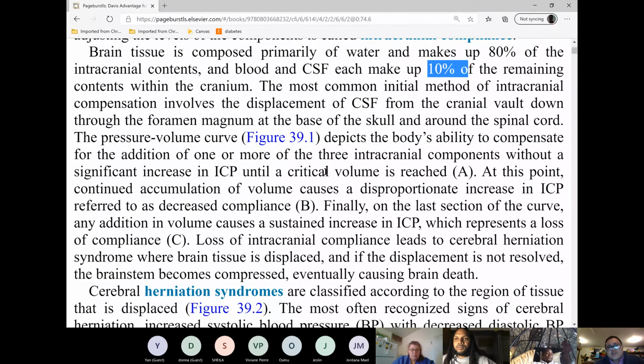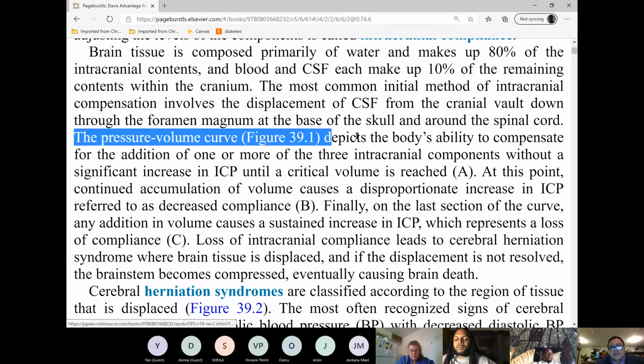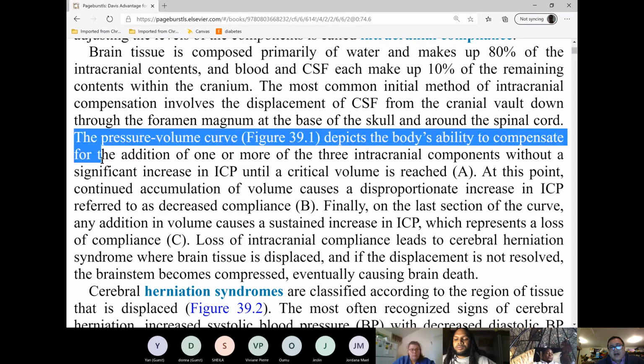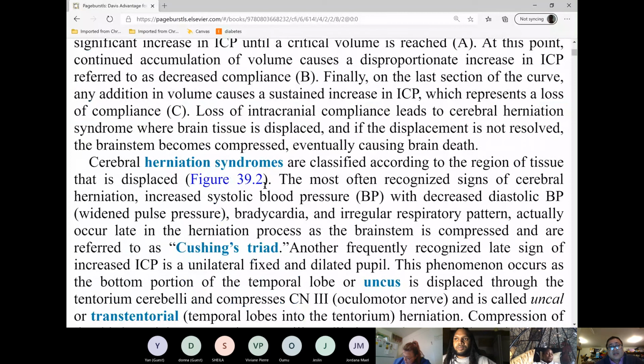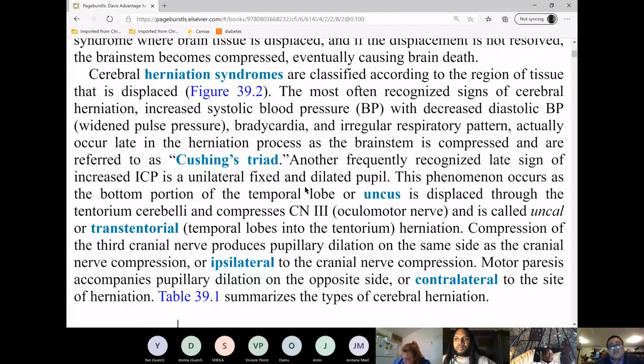So therefore, the pressure volume curve right here depicts the body's ability to compensate. Again, is there a lot of compliance or compensation that occurs inside a rigid skull? No. Not much. That's why we have herniation of the brain. Something has to be pushed out because there's not really a lot of compensation or compliance inside the skull. So with severe injuries, we are dealing with herniation syndromes here.